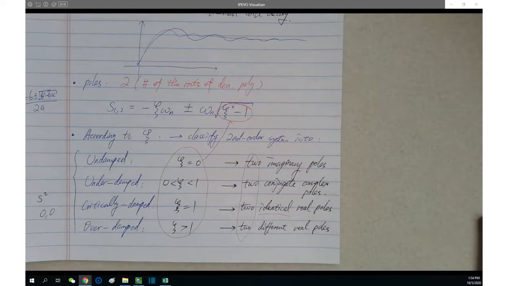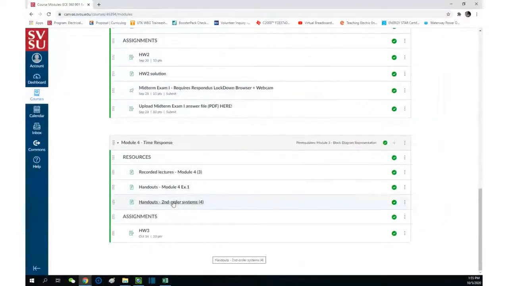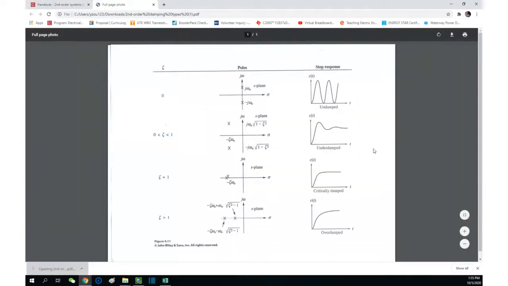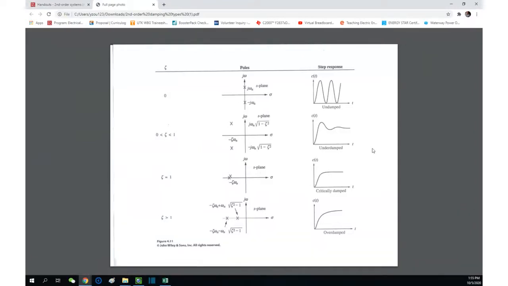So I have uploaded the new handouts here. In module 4, you go to this handout and let's see the damping types. Download it. Here we go. This is the damping ratio, which classifies the second order system into four categories, and the corresponding pole locations in the complex plane. No damping, but two imaginary poles. They are conjugate as well.